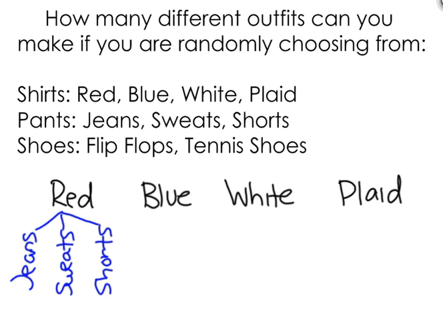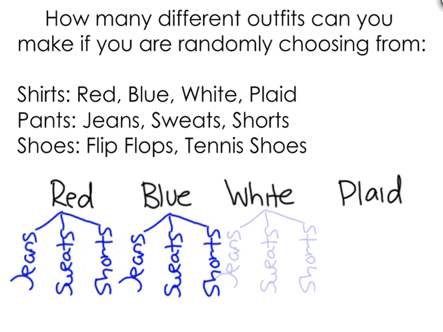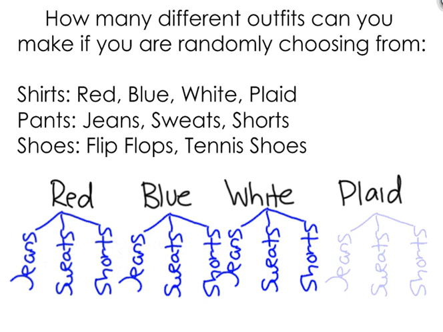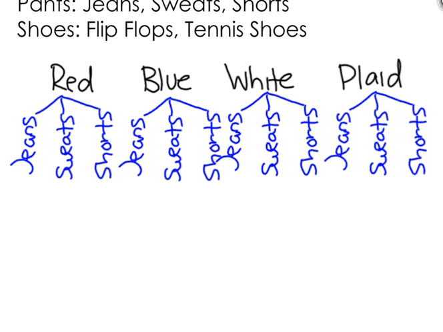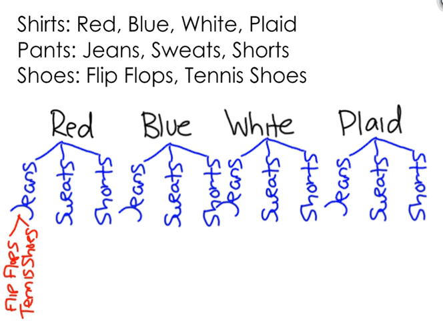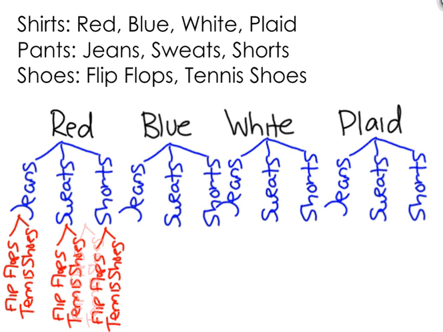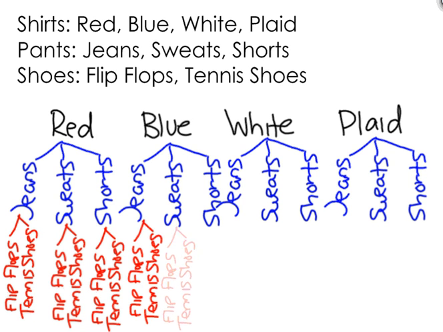And so off of each of the first branches, I'm also going to have options of jeans, sweats, or shorts. Okay, and then now that we have a third option, flip-flops or tennis shoes, we're going to extend our tree diagram even further and branch off of each of those 2 options. So now I can have a choice of flip-flops or tennis shoes from each of the outcomes that come above.